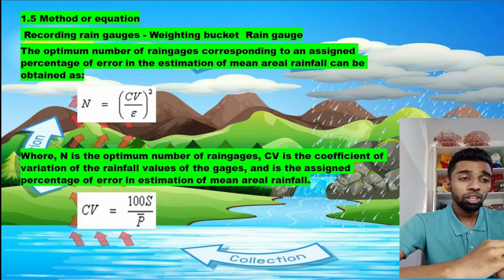For the method or equation part, I use a recording rain gauge, which is a weighing bucket rain gauge. N represents the optimal number of rain gauges, which is the first formula. The second formula is CV, which represents the coefficient of variation of the rainfall values of the gauges.